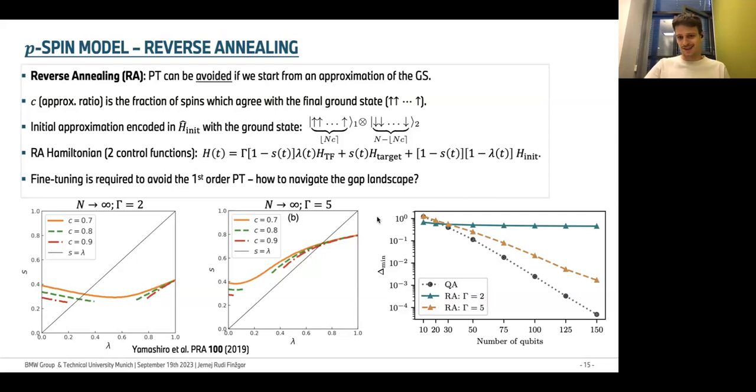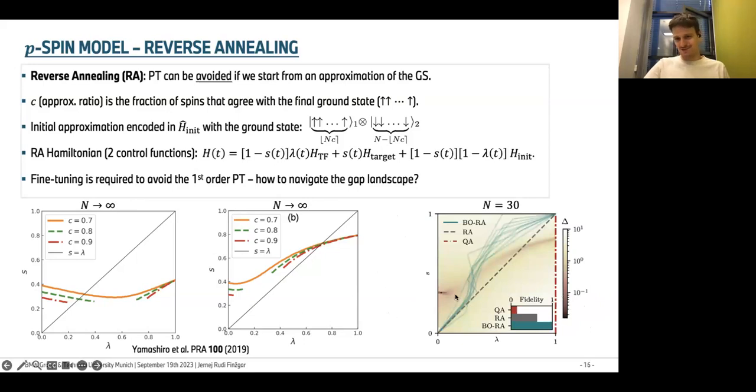And I think I spoiled it enough that you will guess that I do this using Bayesian optimization, where I basically parameterize these functions s of t and lambda of t by a set of parameters, and then I optimize the path using a Bayesian optimizer. And you see that, of course, this is now a finite system size version of this plot here, and there is this region of a decreased gap, shaded in darker colors, that kind of mimics this shape for the thermodynamic limit here.